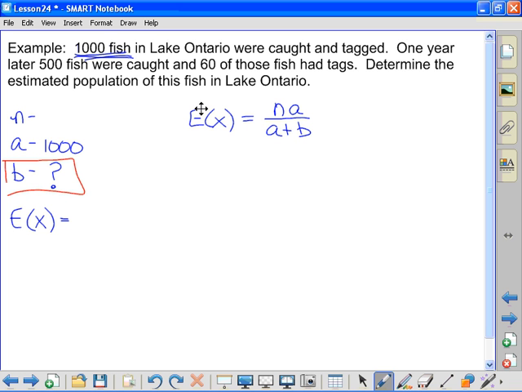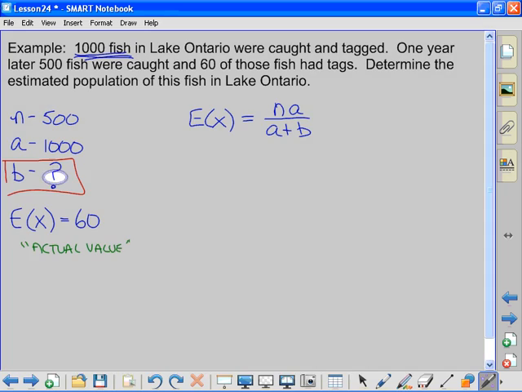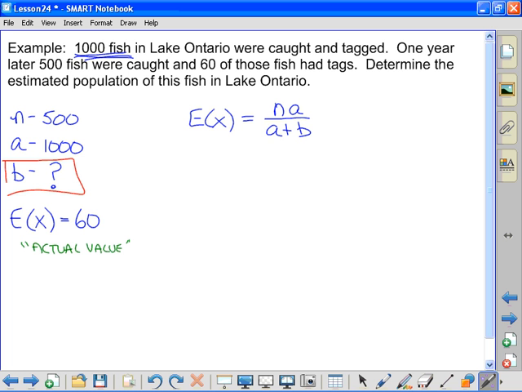How many fish were caught? What's our population? Well, that's your n. Your n value is your sample size. So we had 500. What's E of X, the expected value? Well, expected value in this case is your actual value. So in this case, it became our actual value. And what that means is this is the expected value. So 60 is our expected value when we have this many failures out there, which we don't know. So the expected value is 60. We're trying to figure out what value of b will give us that expected value.